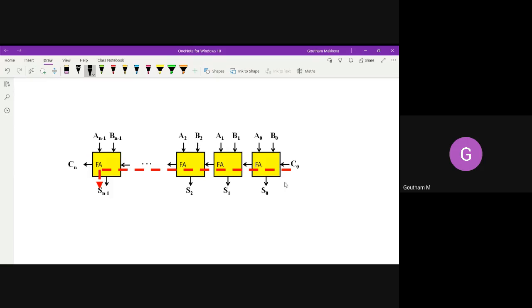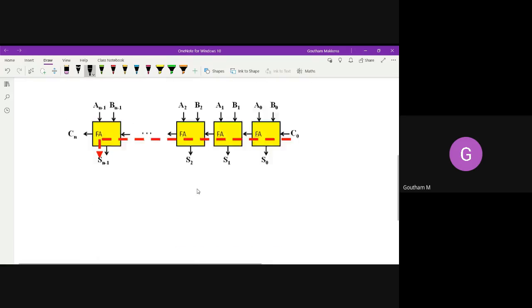The name ripple carry adder stems from the fact that the carry has to ripple through the entire stages. This particular full adder has to wait for the carry from this full adder, and this one has to wait for the carries from these two stages, and so on. At the nth stage, this full adder has to wait for the carry from the n minus 1 stages. That is the carry rippling through the previous stages, so that is why this is called the ripple carry adder.